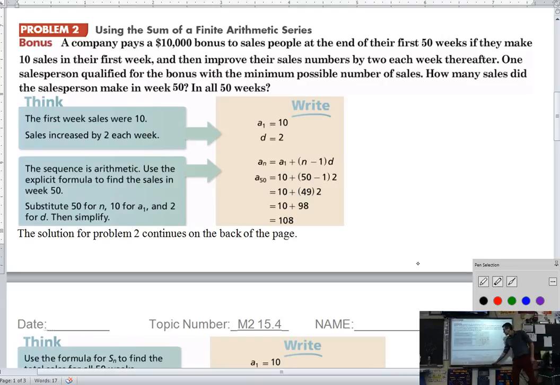So, we know that every week, they have to sell 10 plus 2 more for every week that they've been there. Well, every week they've been there minus 1. So we set up our 50 weeks minus 1 for 49 changes. They're changing by 2. They started at 10. By the end, to get that bonus, in that 50th week that they work, which is almost a year, they've got to have 108 sales in that week.